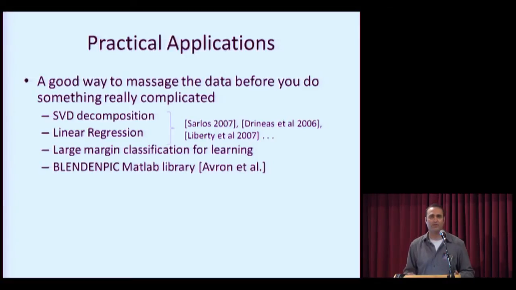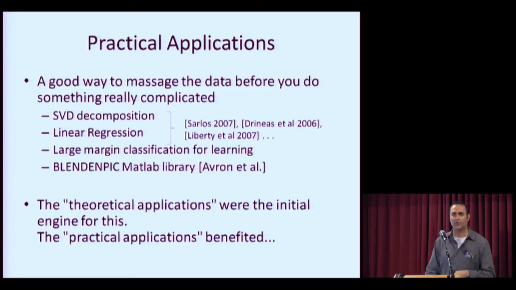Okay, and here are some, I'll say, practical applications because I think people have actually implemented and tested these things. So this dimensionality reduction, Euclidean dimensionality reduction, is a good way to massage high-dimensional data before you do something really complicated. And by really complicated, I mean usually linear algebra, SVD, linear regression, also large margin classification for learning. And papers on the subject are by Sarlos. He has a nice paper from 2007, Drineas and people, and Liberty and collaborators around 2007. And these things came after the first fast Johnson-Lindenstrauss result, which I'll show in a second. Blendenpik is a MATLAB library developed by Avron et al. And they actually use some ideas I'll present here in this library for doing SVD and linear regression.